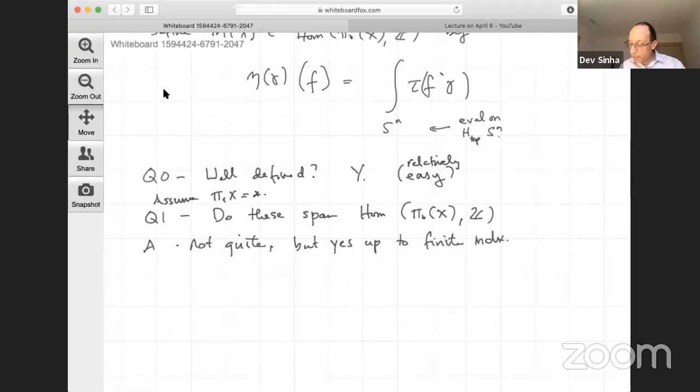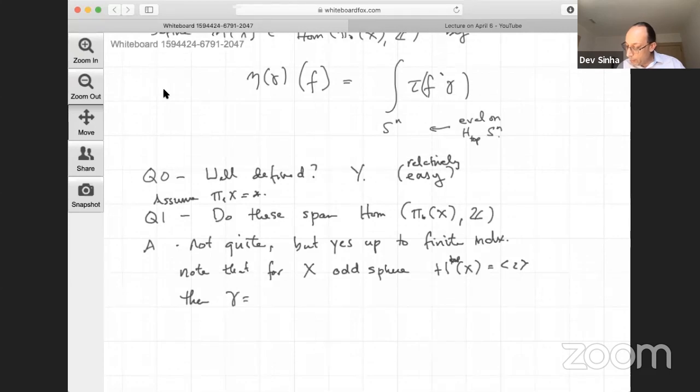So let me say a little bit more about that. Note that for X an odd sphere, with the cohomology of X in the top degree spanned by, say, some iota, then gamma equals iota bar iota gives the classical Hopf invariant.